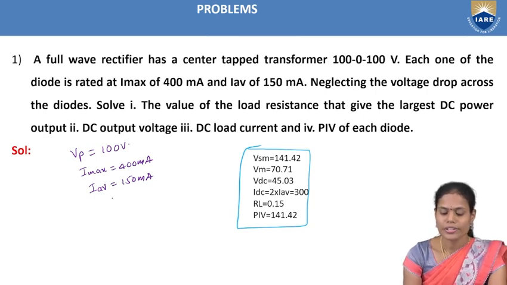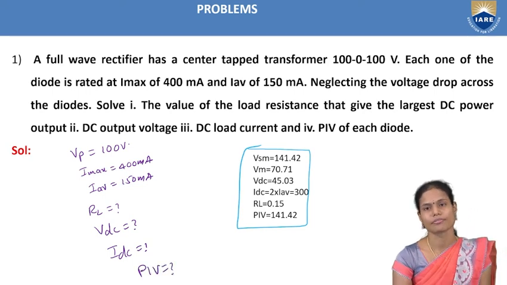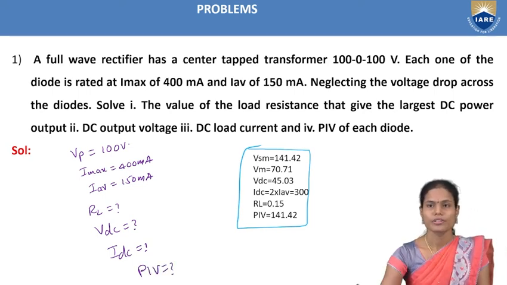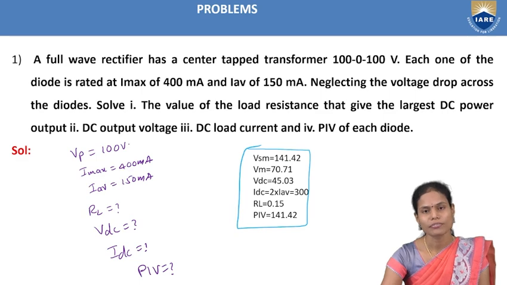And neglecting the voltage drop across the diodes, solve. First we have to calculate the load resistance, DC voltage, DC current, and peak inverse voltage of the circuit. So the first thing is we need to calculate the secondary voltage, how much we are getting, and after that we need to calculate the maximum peak voltage. Then we will be able to find all the asked parameters in the given problem.